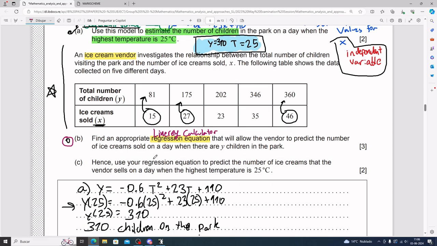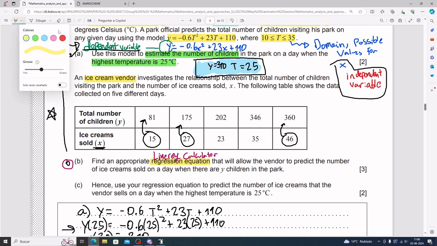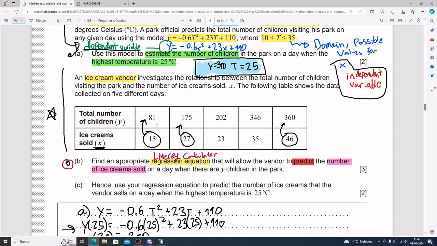And so find an appropriate regression equation that will allow the vendor to predict, and careful, what is he to predict? Predict the number of ice creams sold on a day when there are Y children in the park. And so suddenly, notice how this is a little bit flipped. It's very important that you notice this because that is where they try to catch you.